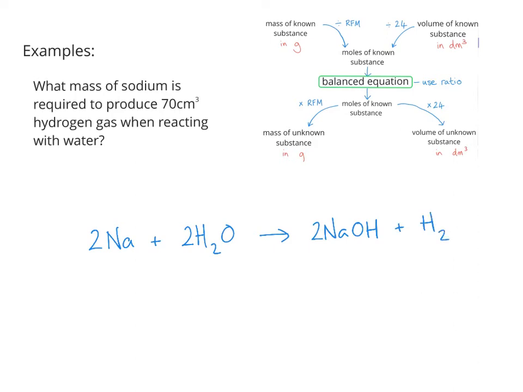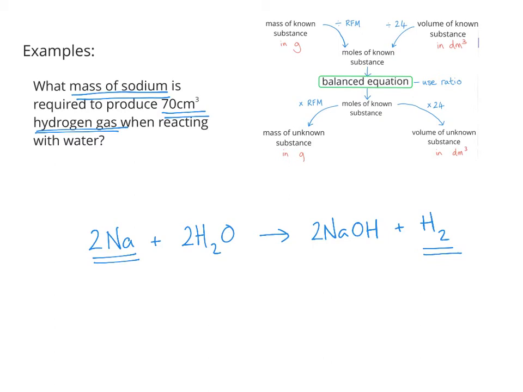Okay, so mass of sodium, that's my unknown, it says what mass of sodium. 70 centimeter cubed of hydrogen, so that's my known thing. I know that I have hydrogen and I want to find sodium, so I'm underlining them because I can actually ignore everything else in that balanced equation.